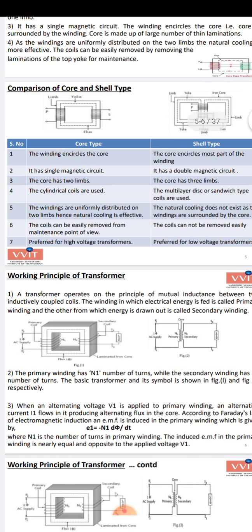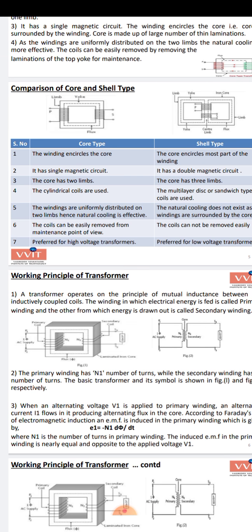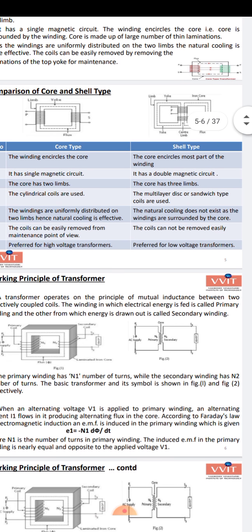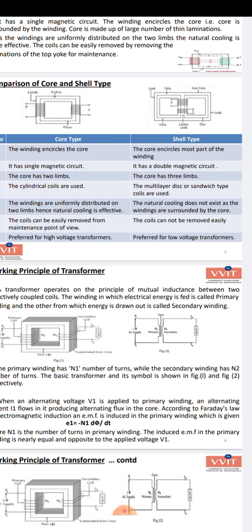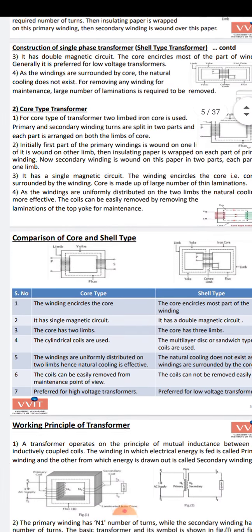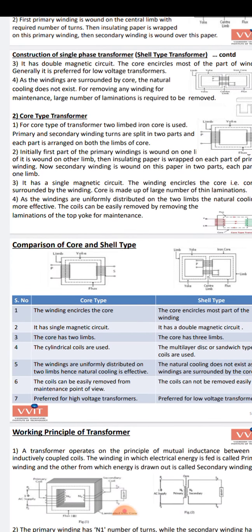In core type the coils can be easily removed from the maintenance point of view, whereas in shell type the coils can't be removed easily. Core type transformers are preferred for high voltage transformers, and shell type transformers are preferred for low voltage transformers. This is about transformers and its types.